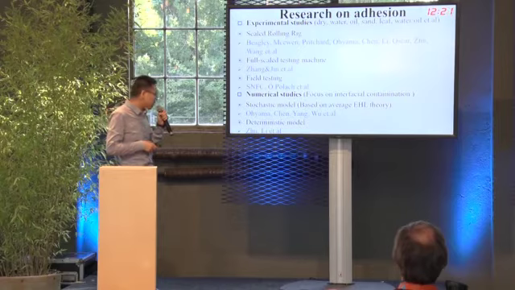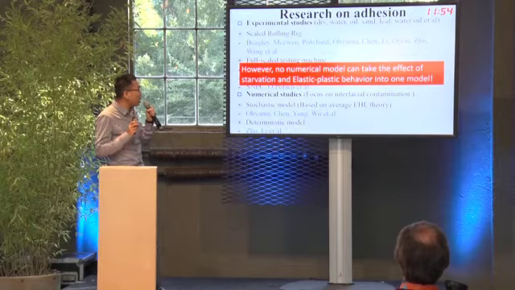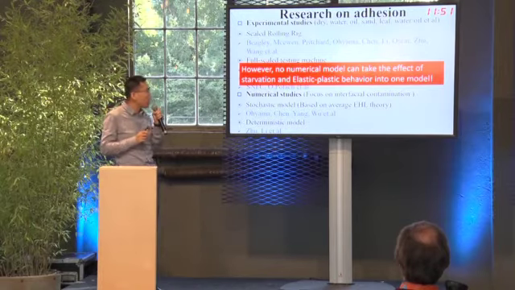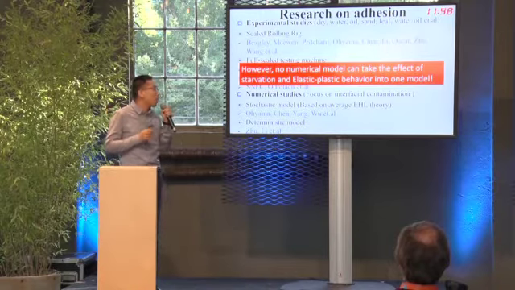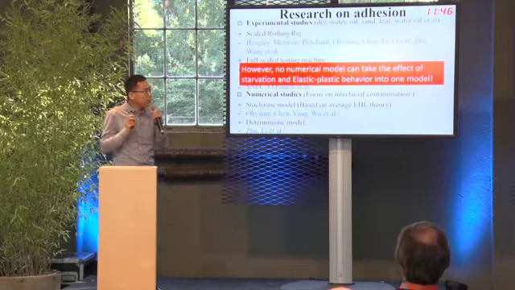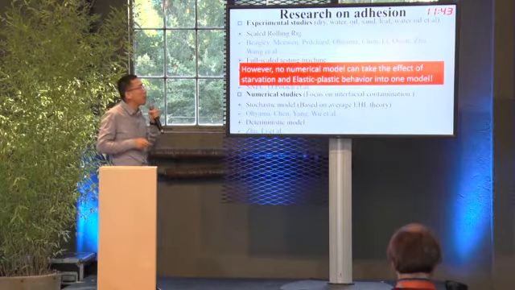Here, there are mainly 2 models in the numerical studies: a stochastic model and a deterministic model. In this presentation, we base on the stochastic model and extend it to consider more factors. Although many researches have been done, no numerical model by now can take the effect of starvation and elastic behavior into one model. This presentation will deal with it.